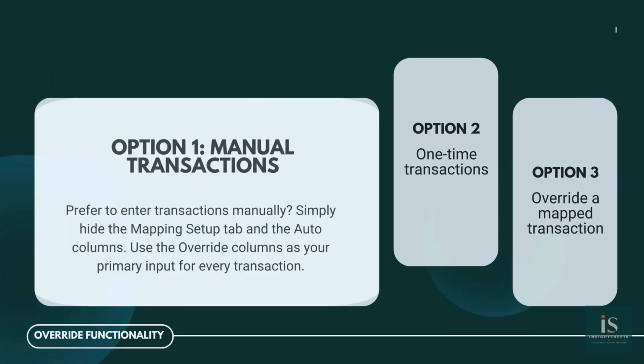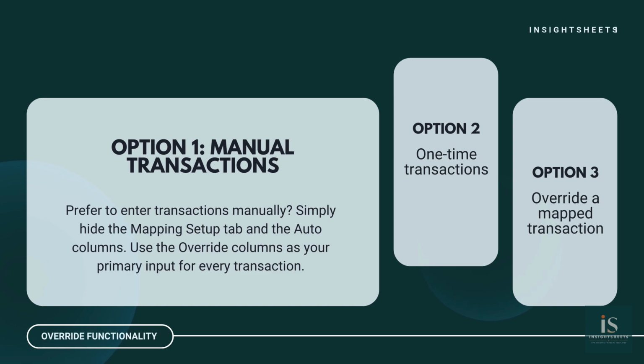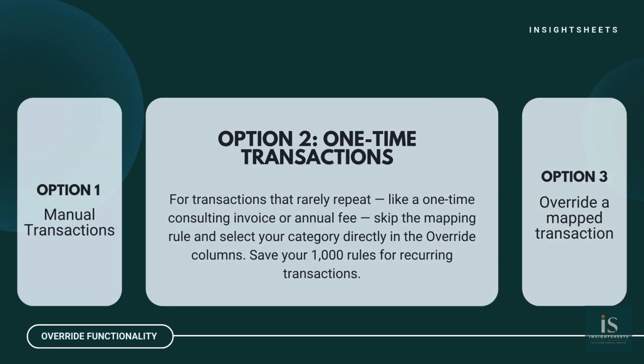First, if you are entering transactions manually and not using the auto mapping feature at all, just use the override columns as your primary input. Second, for one-off transactions like this consulting invoice, where setting up a mapping rule doesn't make sense. You do have up to 1,000 mapping rules, but there's no need to use them on transactions that rarely repeat.